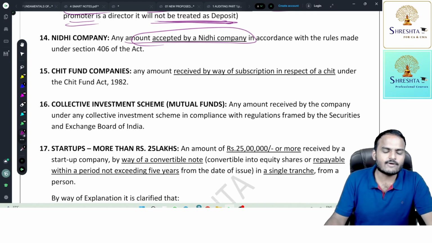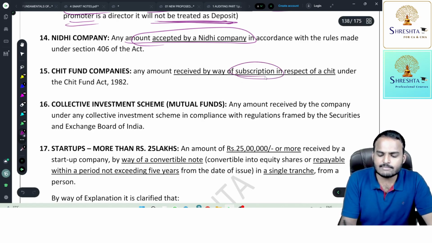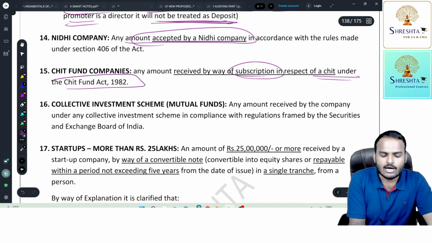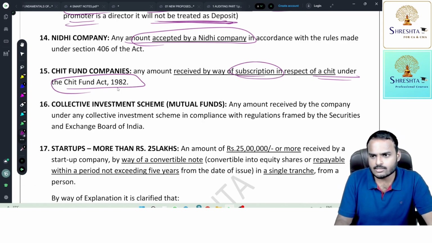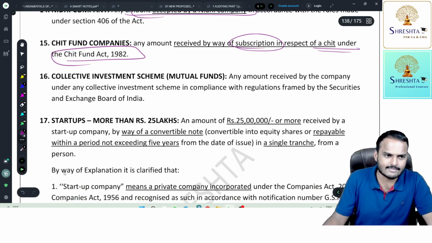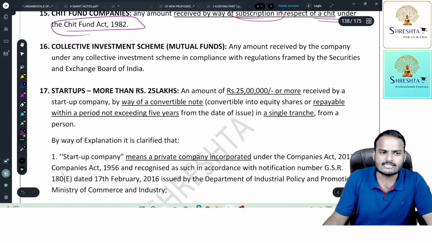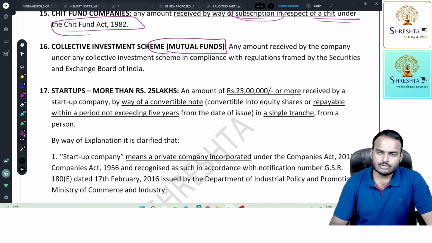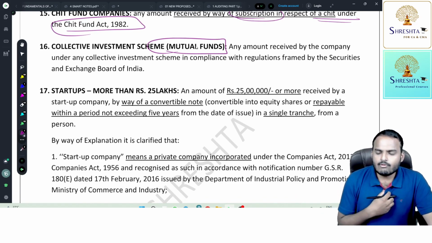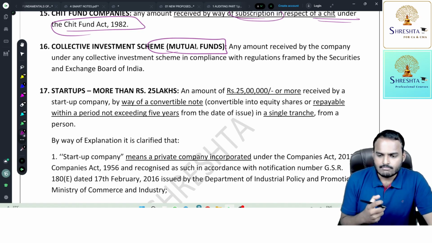Next one, chit fund companies. Suppose Sriram Chit Fund Company, Sriram Chit Private Limited. The amount received by way of subscription in respect of chit companies under Chit Fund Act 1982, they are also not treated as deposit, exempted. Collective investment scheme, say for suppose mutual funds. Best example, mutual funds. Now, I want to make profits. I want some returns. But investing in a particular security is risky.